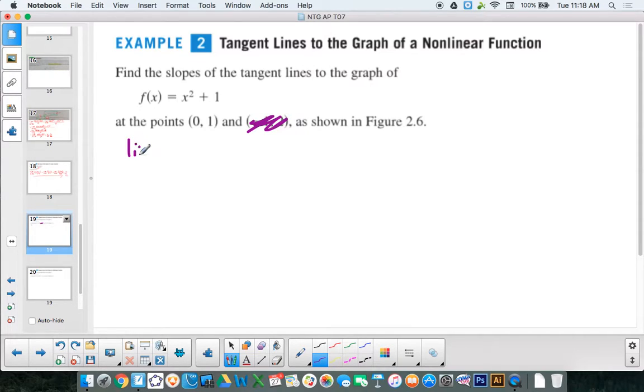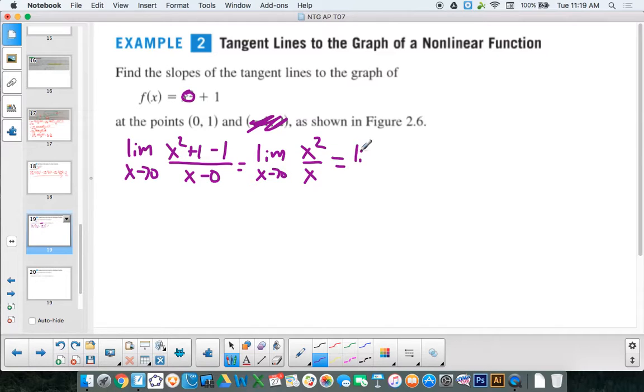So we'll take the limit as x approaches 0. We'll find f(x), which is x squared plus 1, minus f(0), 0 plus 1 is 1, over x - 0. Clean this up. We get the limit as x approaches 0 of x squared over x. Well, those cancel to x. And when you plug and chug, you get 0. So the slope of the tangent line to x squared plus 1 at x = 0 is 0.